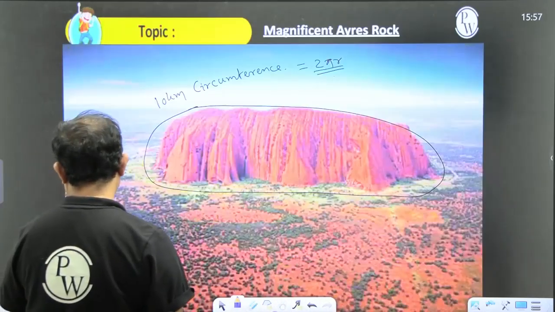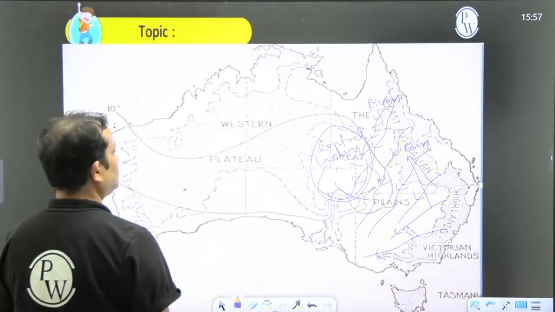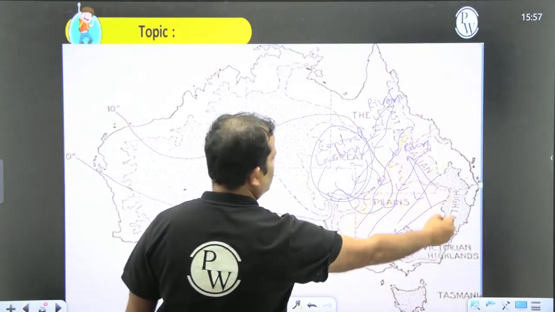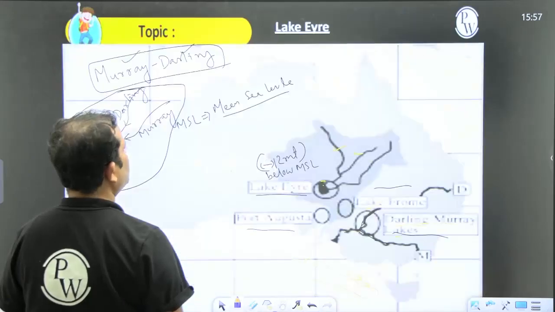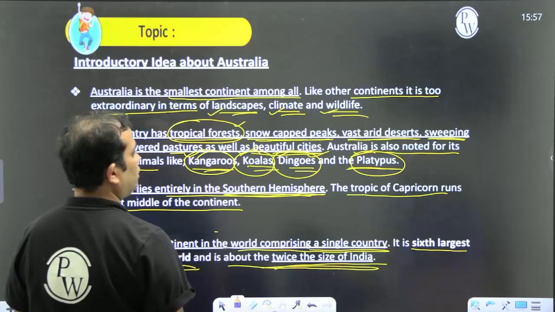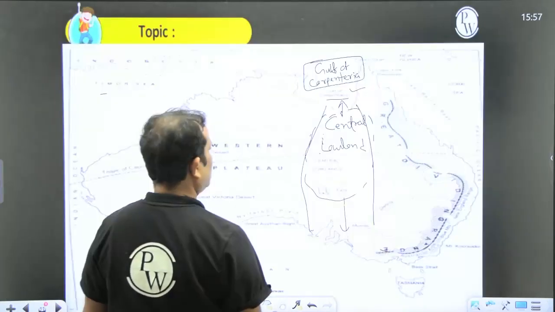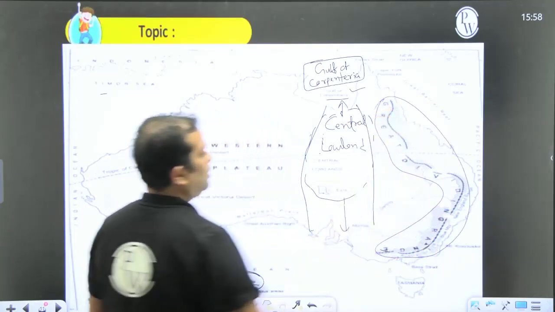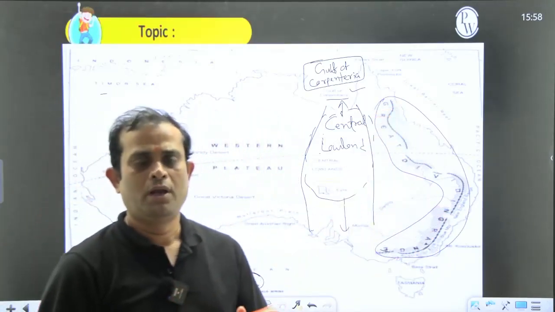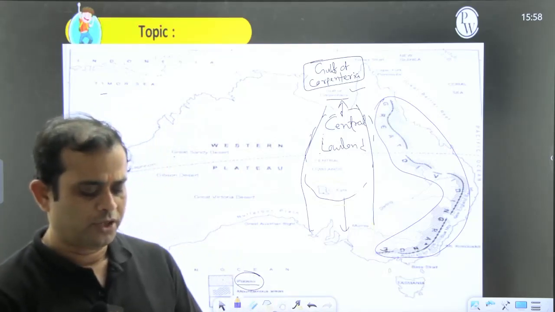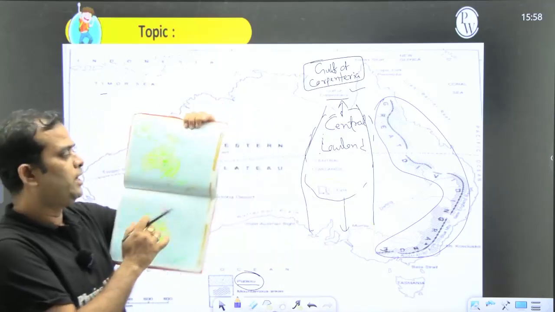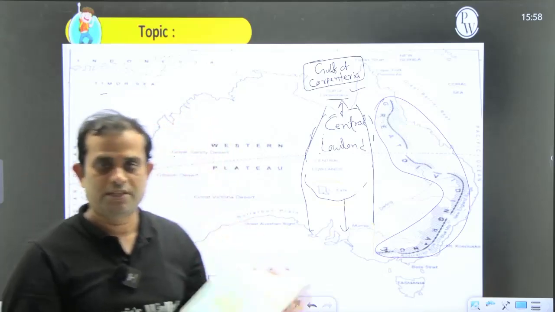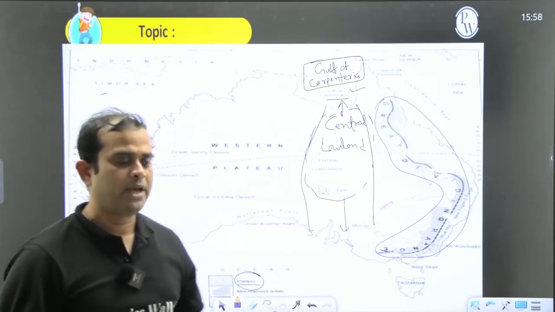Regarding the Great Dividing Range, I can say this is the Great Dividing Range, the largest mountain range in Australia. You can see here, this is the largest mountain range, and it is an old fold mountain system in Australia. It completely covers the eastern part of Australia. Search the Great Dividing Range for the exam, it has already come in the exam.